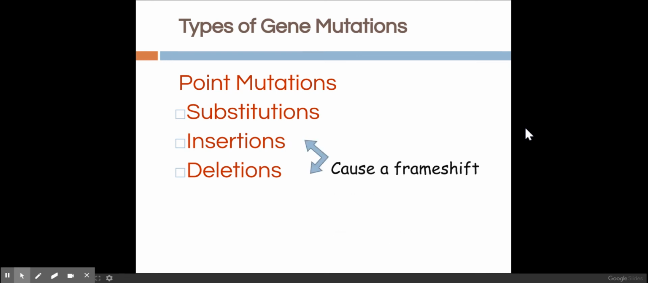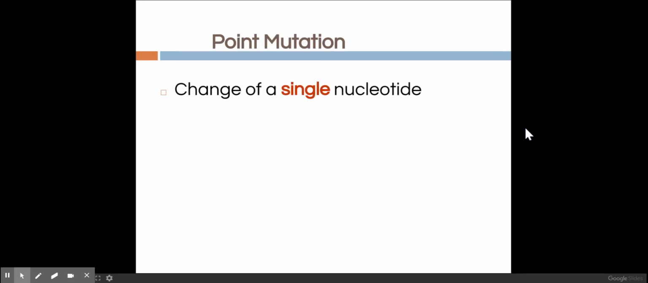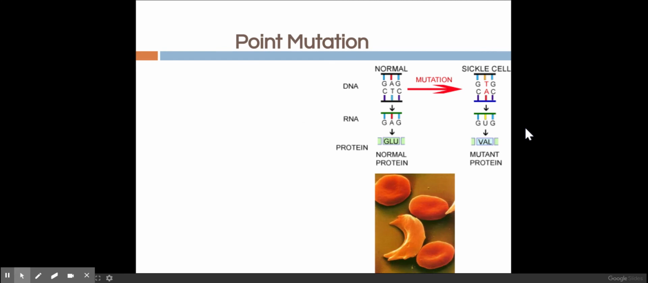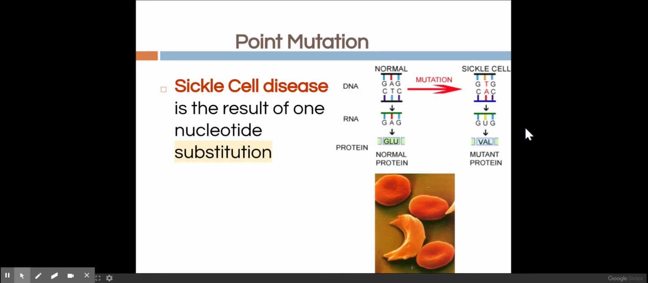Insertions and deletions cause what we call a frame shift. So they shift the reading frame. Since we read DNA and messenger RNA in 3 base words, if you shift the frame of reading, you're going to have an impact further down. So a point mutation is just a change in a single nucleotide. And even a small change, like a substitution, can have a huge impact.